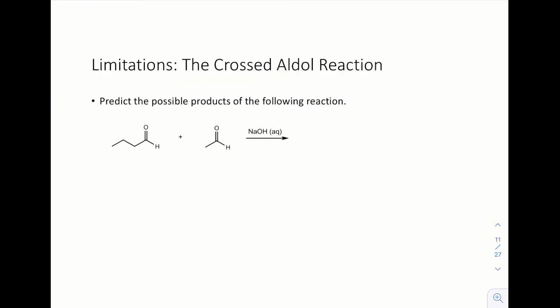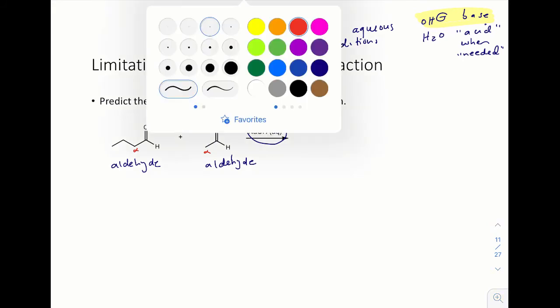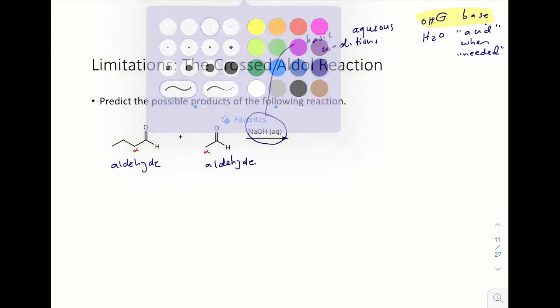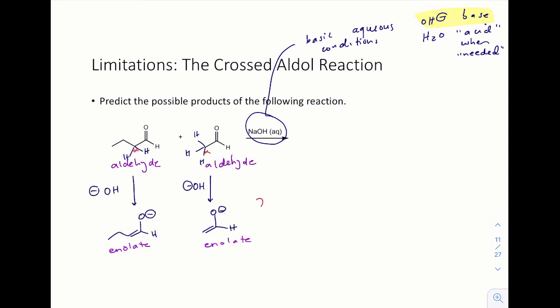Now it's your turn to analyze a crossed-aldol reaction. Pause and predict the possible products of this reaction. When these aldehydes are treated under basic aqueous conditions, both can react to yield their enolates in proton transfer reactions. Both of these aldehydes have alpha carbons with hydrogen atoms. These deprotonations generate two nucleophilic species. These nucleophilic enolates will react with electrophiles in solution.